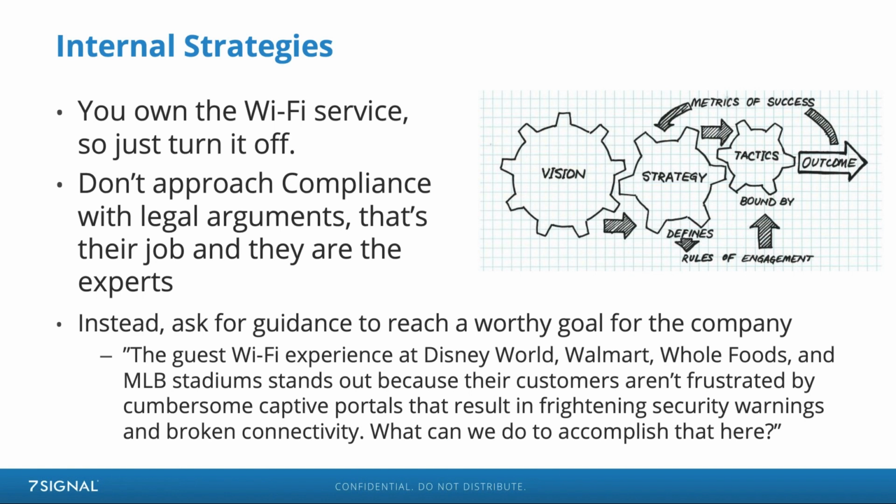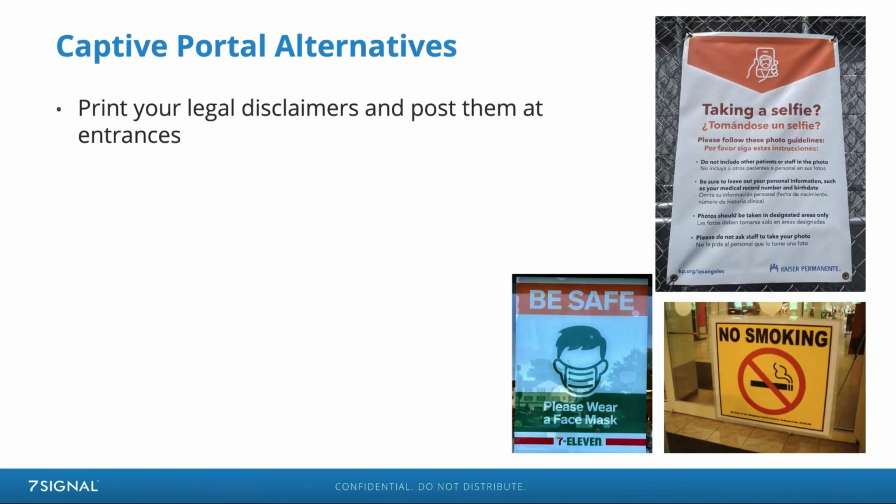Okay, so what are some alternatives to captive portals? Well, I think, probably the most obvious is just to print your legal disclaimers and post them at entrances. We don't require anybody to sign a piece of paper with their birth date on it before they come into a restaurant to agree not to smoke. You just put a sign up that says no smoking in here. Okay, you're informed. That's our policy. There it is. We've made a reasonable effort to inform you of it.